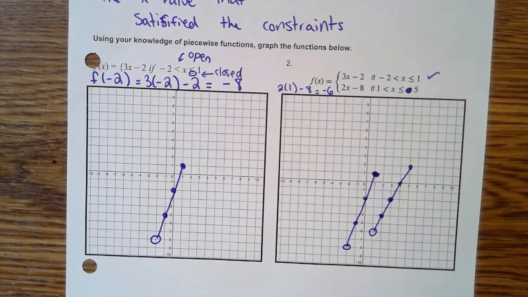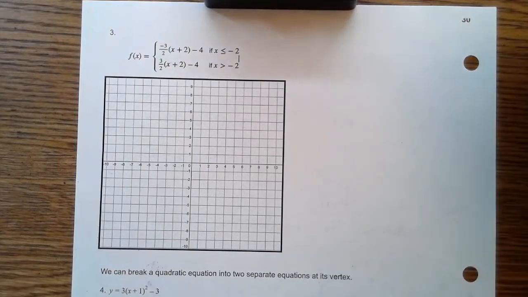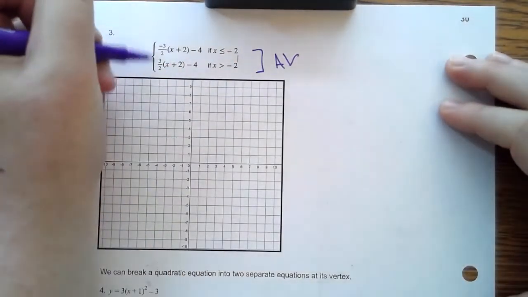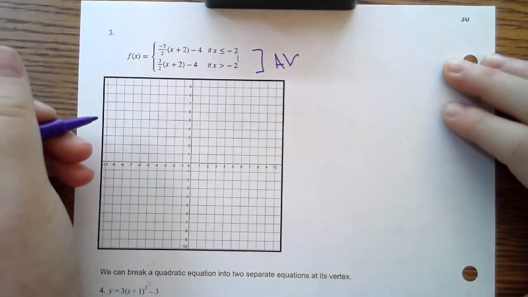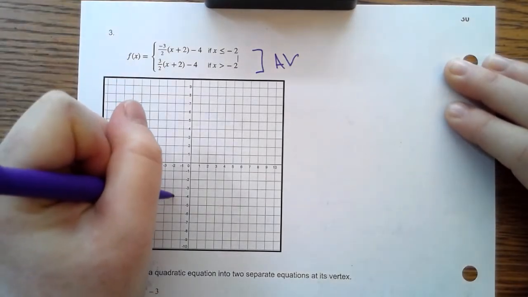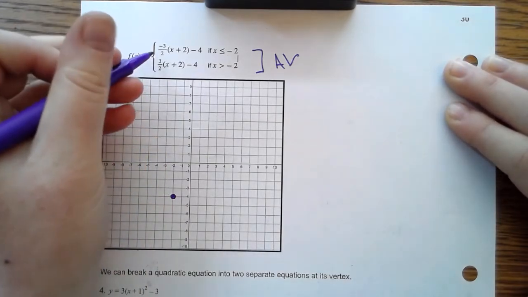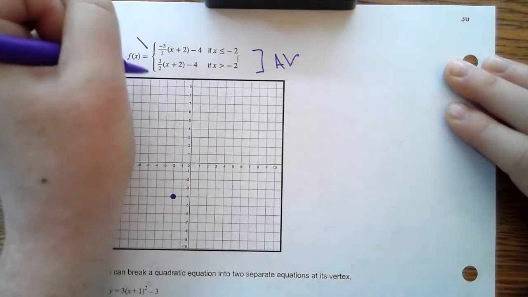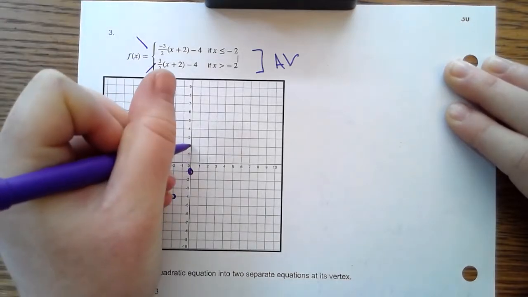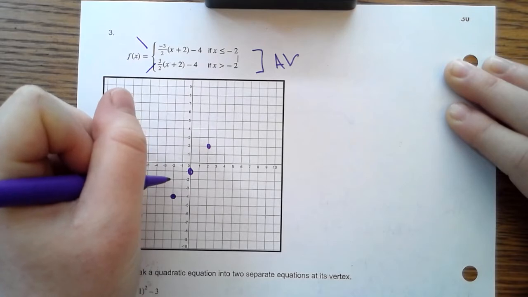Okay, let's try number 3. This reminds me of absolute value because it's the same line, just with different slopes. So it seems like we're going to start at -2, -4. And this says -3 over 2. So that side is going down. This side is going up.